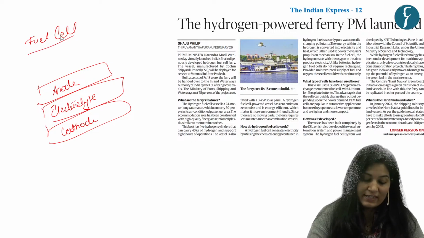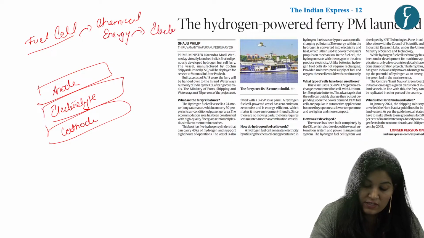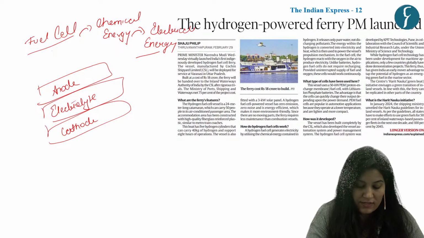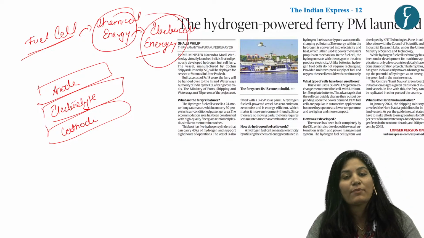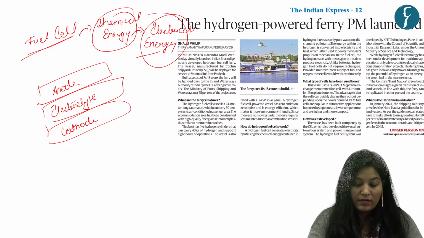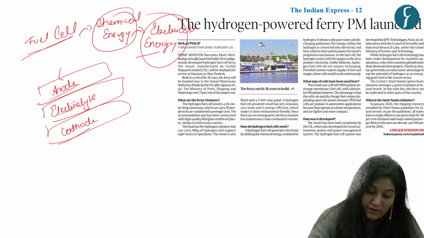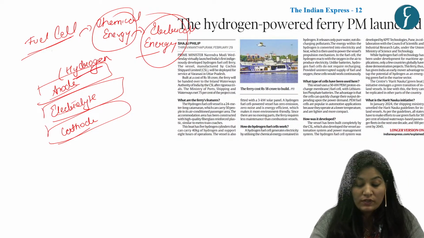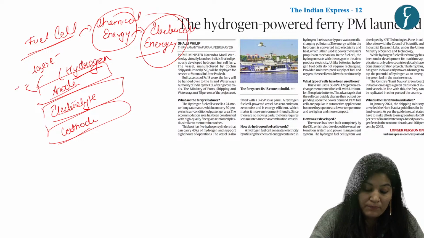So a fuel cell is a device that converts chemical energy into electrical energy with the help of electrochemical reactions. Now here in this diagram we have anode, cathode and electrolyte. So here the fuel is hydrogen. So this hydrogen loses electron and this will become positive.